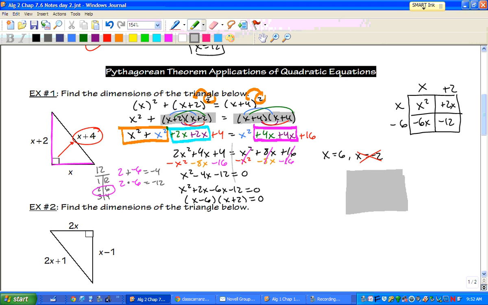And now the thing that we're looking for is what are the lengths. And you would plug in 6 to all of those and get your answer. So these side lengths are 6, 8, and 10.